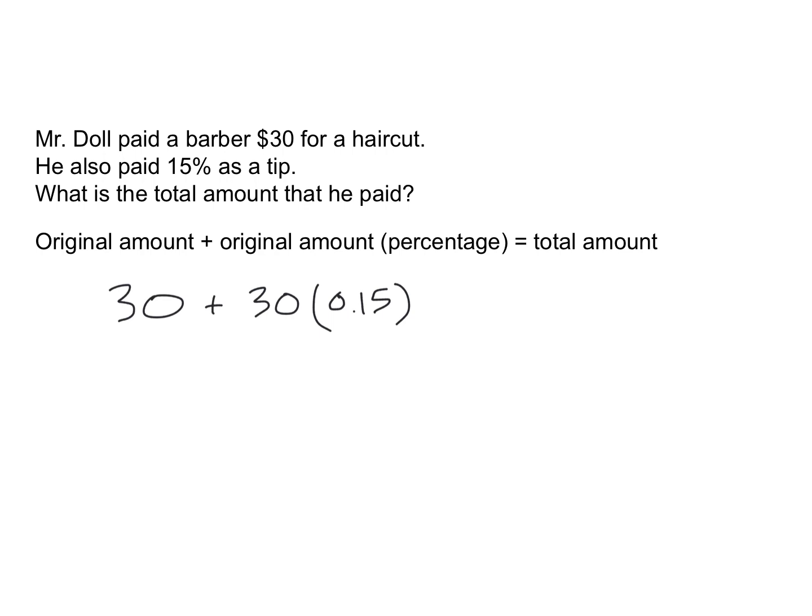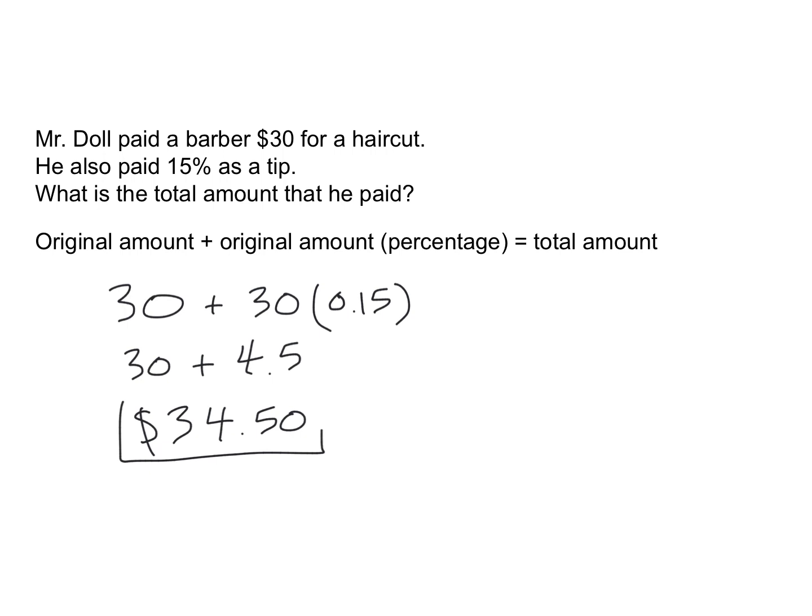If we do all of that, then we will get the total amount. So I just put into my calculator what 30 times 0.15 is, and that is 4.5. So I'm going to rewrite everything, 30 plus 4.5. So he paid $4.50 as his tip. So in total, what Mr. Dole paid was $34.50 for his haircut. I'll put a box around it. Now we know.